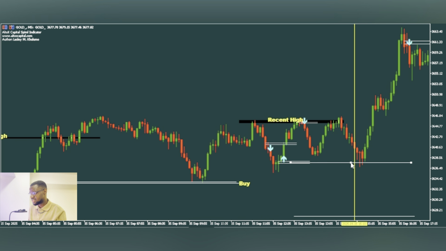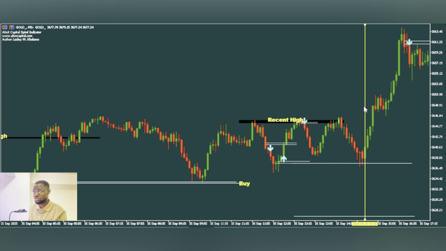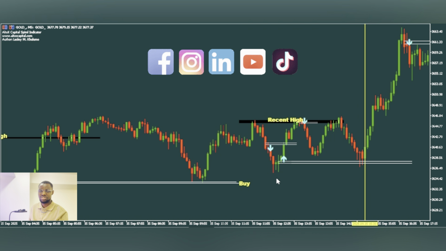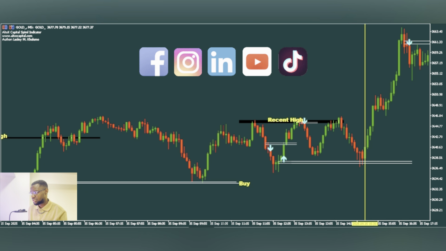So if I can extend the lines for this arrow here, this yellow vertical line that you're seeing here shows us when the New York session started, right? So right on this candle, this was the New York open, and that's the candle that we used to take our trade. So let me just extend the lines for the spiral indicator, and I hope this is understandable so far. If you do have questions, you can always reach out to me on our social media platforms. We are available there as well.